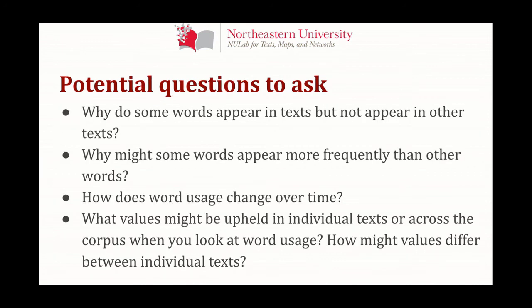When you're looking at results, there are a ton of questions you can ask, and your questions will be much more specific depending on your corpus, which is why it's always good to be familiar with your data. Here are some general questions you might find useful to apply to your corpus. Why do some words appear in texts but not appear in others? Why might some words appear more frequently than other words? How does word usage change over time? And what values might be upheld in individual texts or across the corpus when you look at word usage? How might values differ between individual texts?